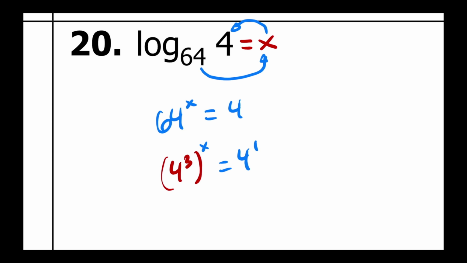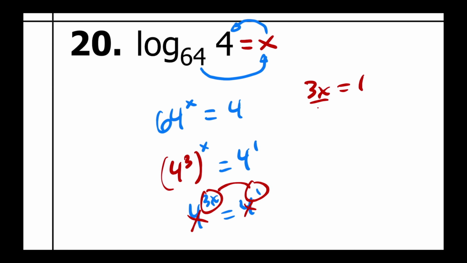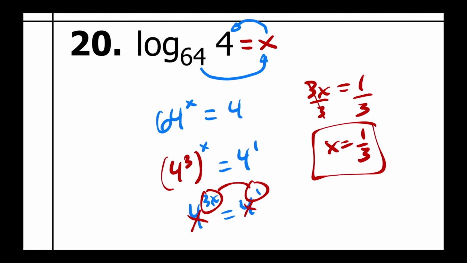Why am I putting the first power? Because we're going to drop the bases, and then we're just going to look at the exponent. So you need to remember that there still is a 1 right here. When you don't see an exponent, it's always 1. So 4 to the 3 to the x becomes 4 to the 3x equals 4 to the first. That's the same base, so we can drop the base and just say that exponent should equal that exponent. So 3x should equal 1, divide by 3, x equals 1/3.